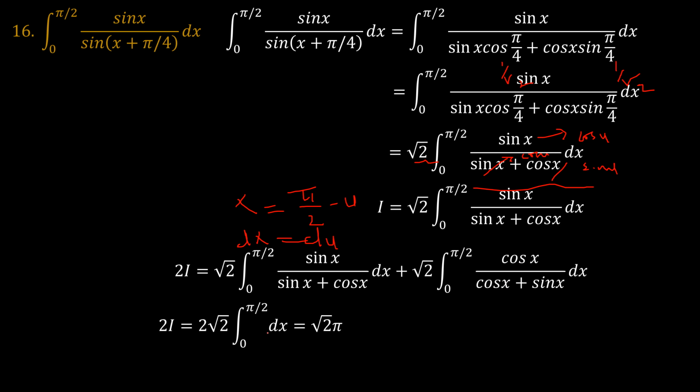So this is the same as the integral of 1, which is x, and then pi over 2 minus 0 becomes pi over 2. Pi over 2 times root 2, we have root 2 over 2 pi. That's the answer.